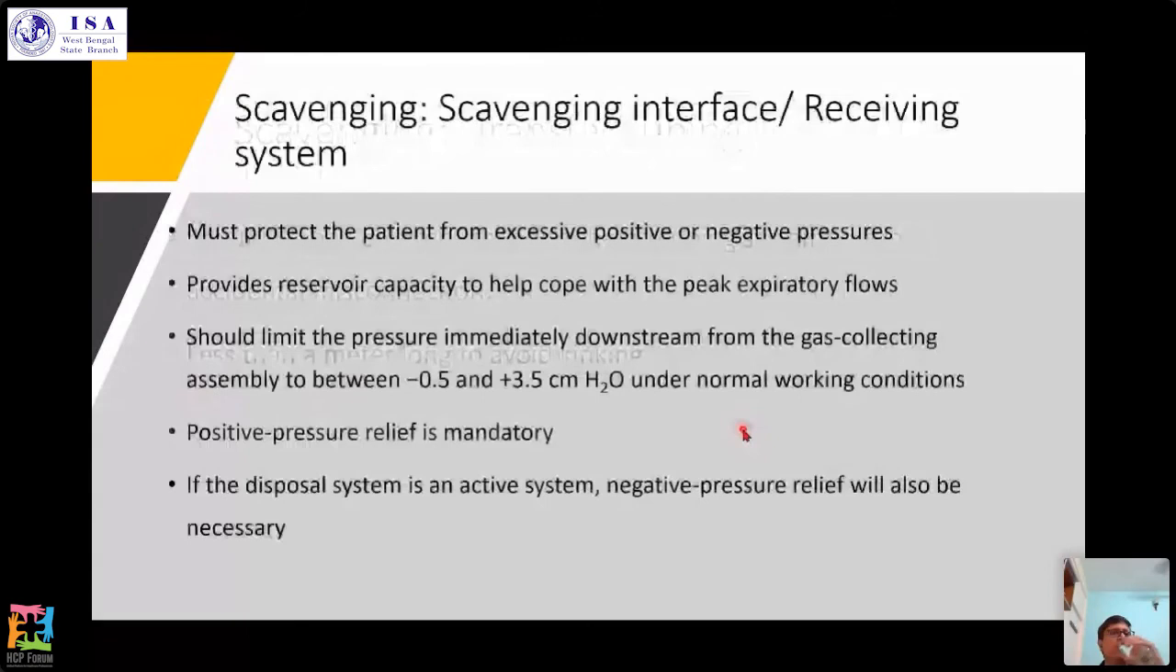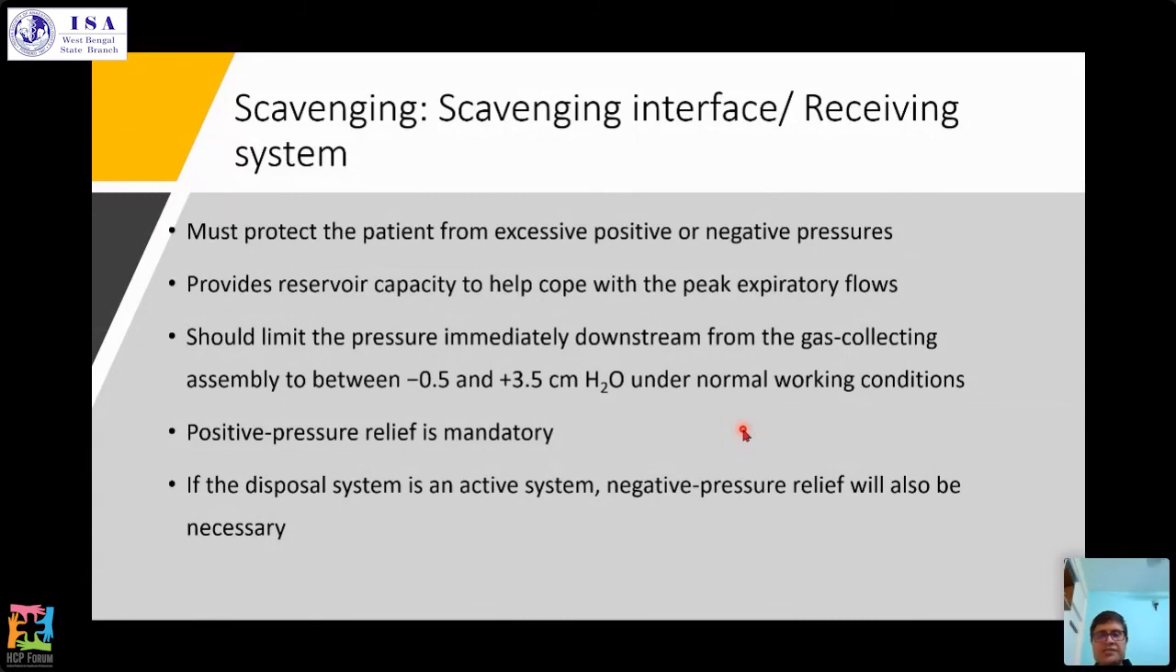The receiving system. Now, it must protect the patient from excessive positive or negative pressure. So, if there is an active scavenging system, something that is pulling gas out, it's possible to have a negative pressure in the system. So, it must have options for preventing a buildup of excessive positive or negative pressure. It provides a reservoir capacity to cope with the peak expiratory flows. Now, this vacuum is going to work at a constant rate. You can reduce and increase the vacuum, but it's not pulsatile. It's got a fixed rate.